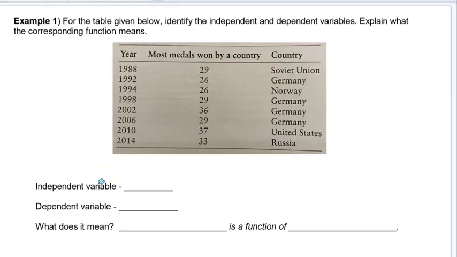So let's identify what the independent variable is. Let me get my pen back. So the independent variable will be the year. The dependent variable will be the medals won, the most medals won.